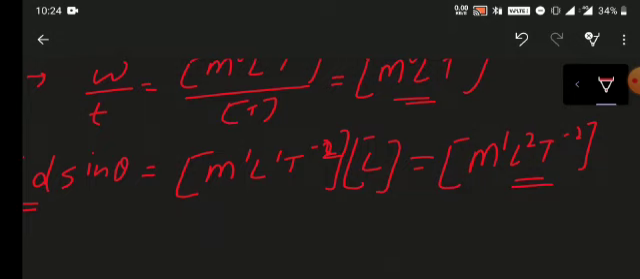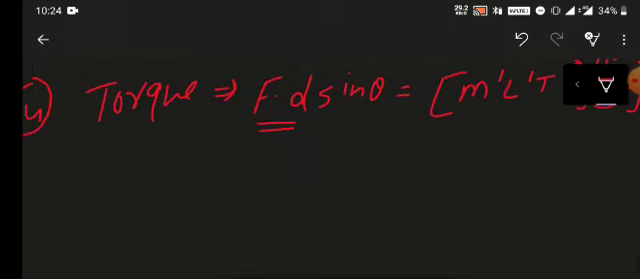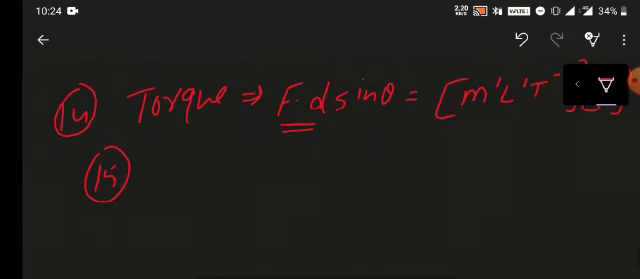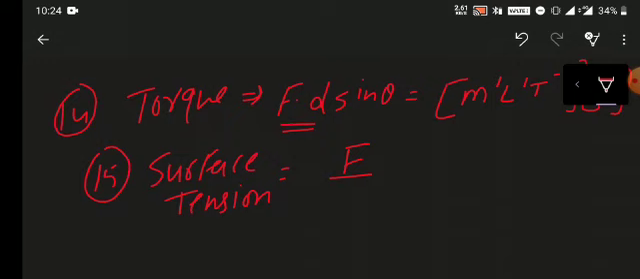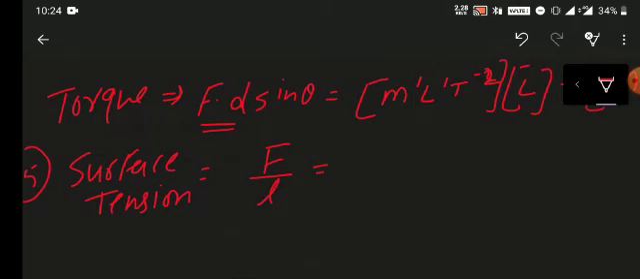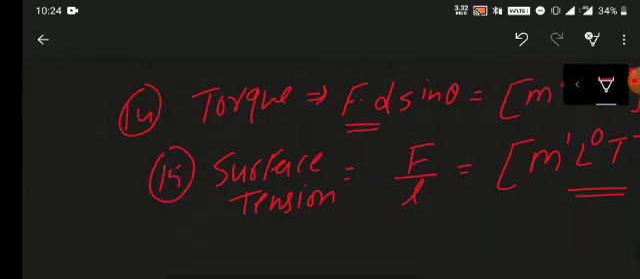Now the next one. Next let's talk about the 15th one, surface tension. Surface tension is the applied force on the perpendicular length. There is a film sheet which has the length L, and if you apply force in the perpendicular direction, then you get the surface tension. The surface tension has the dimension M1 L0 T minus 2. This is the surface tension dimension.